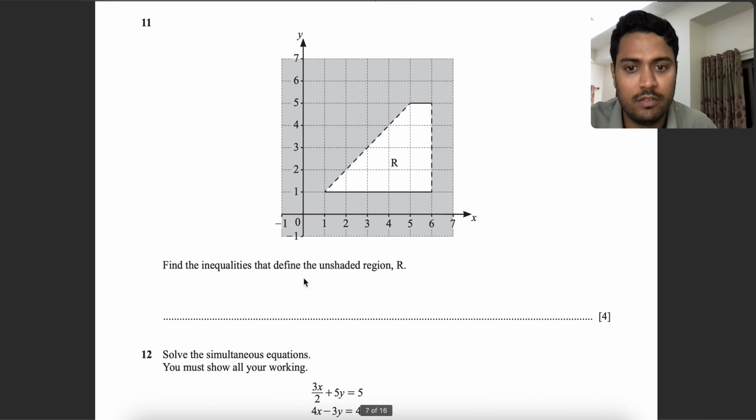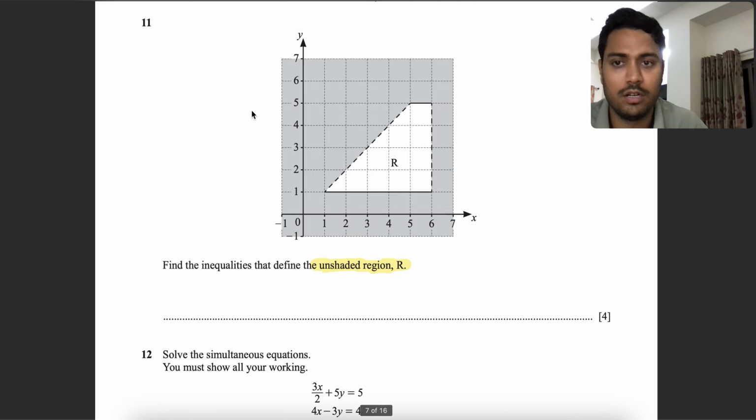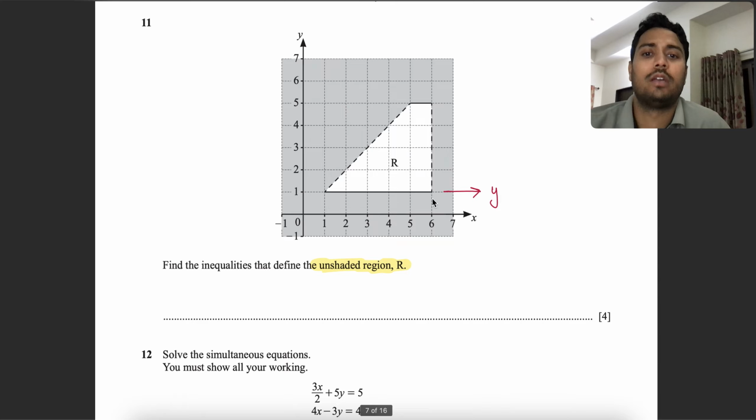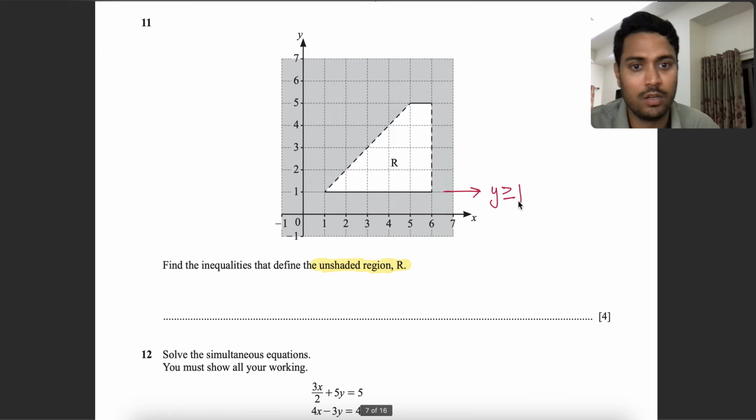Just find the inequality that defines the unshaded region. They're asking for the unshaded region R. So the first line, this line is y equals 1, but in case of inequality it is shaded below, so less than or equal to, but we have to define the unshaded region. So y greater than or equal to 1, that's for this line. For this line it is going to be, this is at 6, so x, and it is shaded to the right side, so greater than, but we have to define the unshaded region, so x less than 6. These two lines are done.